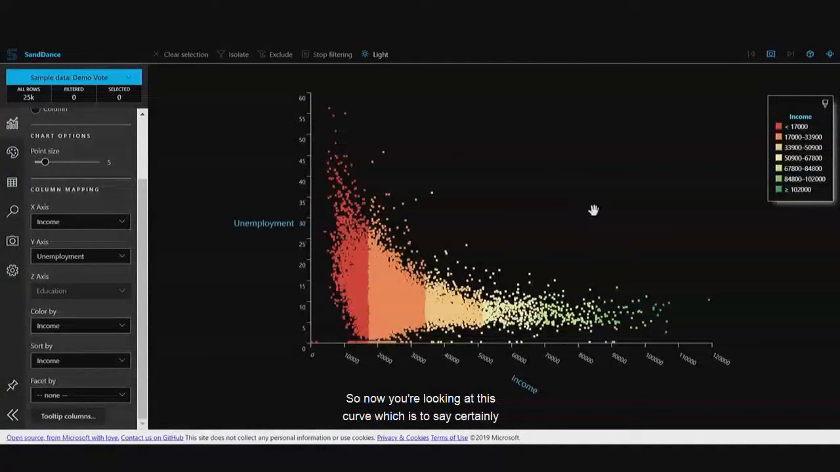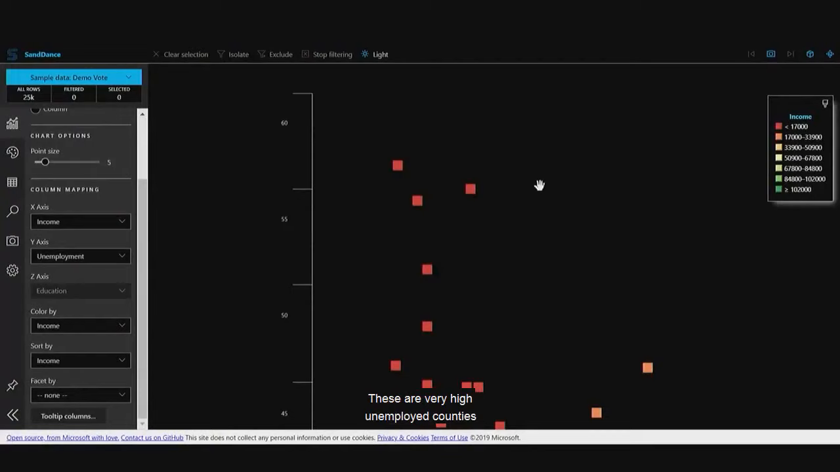So now you're looking at this curve, which is to say, certainly the higher income counties have a lot less unemployment in general, a lot less variation too. So if we look up here, what about these very high unemployed counties that have very low income? And we can look at them.